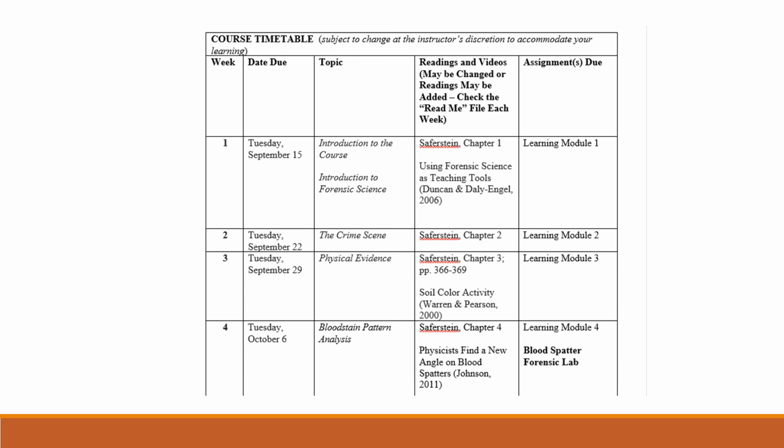This is the course timetable. It's found near the end of the syllabus. It tells you what week we're in. This week we're in week 1. When the module is due, Tuesday, September 15th, what the topics are, what your readings or video assignments are, and finally, when the learning module is due. If there's a major assignment, for example, look in week 4, you can see that the blood spatter forensic lab is due. That also shows up there.